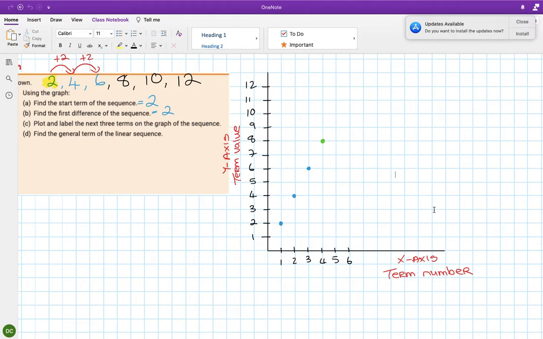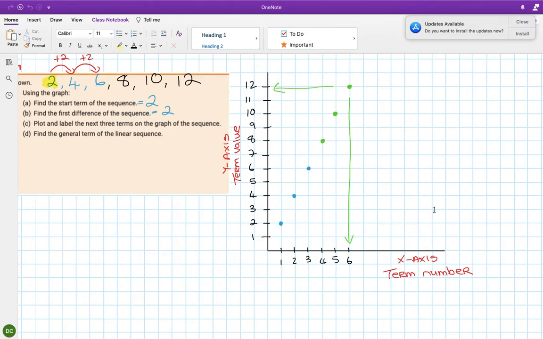Okay. Number 5 is 10. So I line up with term number 5 and I line up with 10. And term number 6 is 12. So I line up with the 6 and I line up with the 12.